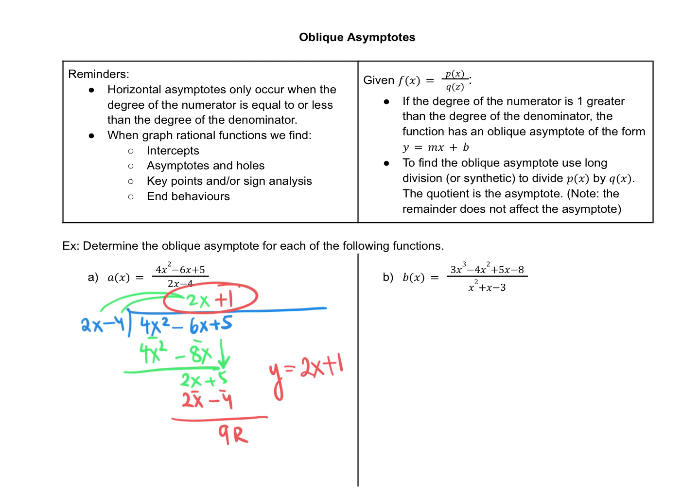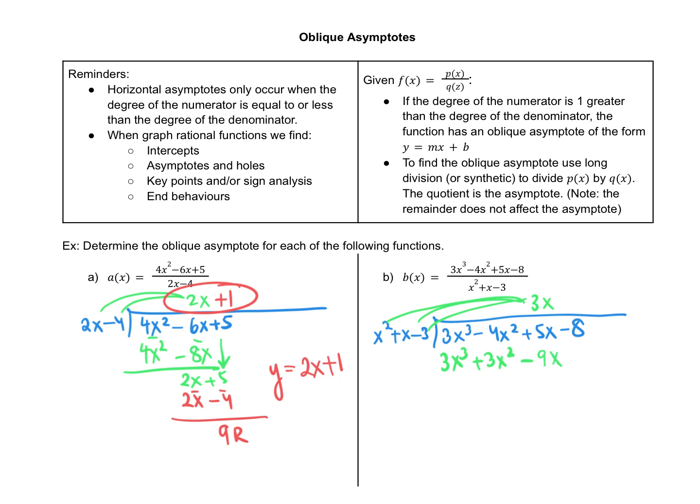Now let's try another one. Here we have a cubic divided by a quadratic. The degree is still exactly 1 more, so this will have an oblique asymptote. All right, so now, what times x squared will give me 3x cubed? Well, that's going to be 3x. And then I'm going to multiply that into all 3 terms. So that will be 3x cubed plus 3x squared minus 9x.